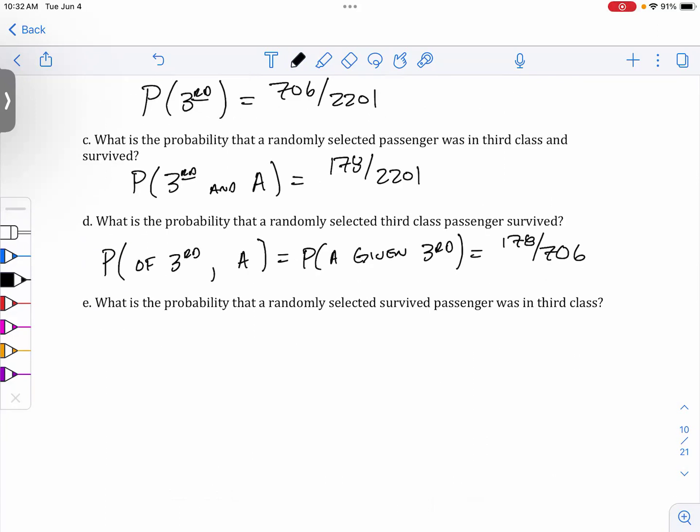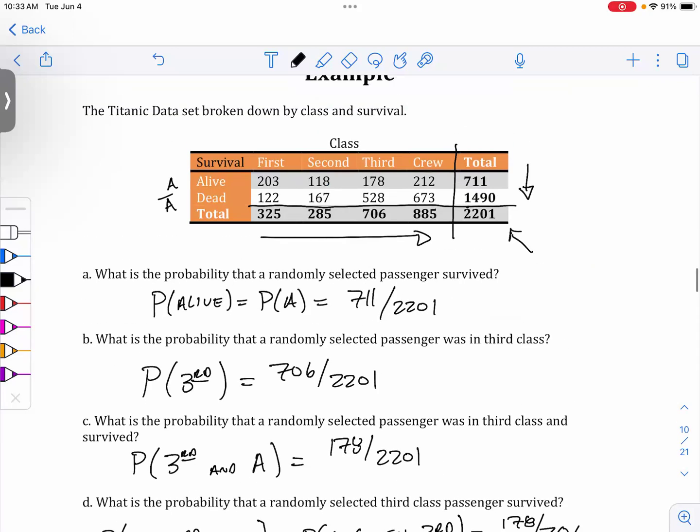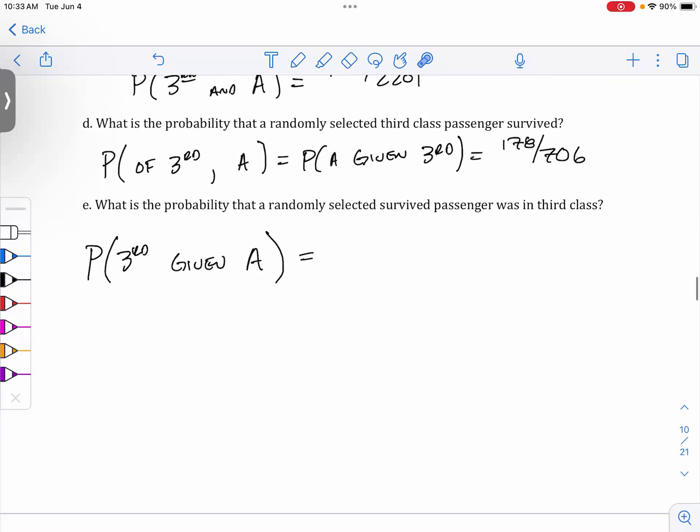What is the probability a randomly selected survived passenger was in third class? Now, this is the same thing, but in reverse. Randomly selected survived passenger. So that means given they were alive, probability they were in third class. So that means out of those who lived, of those that were alive, we have 711 of them. How many of those were in third class? 178 out of 711.